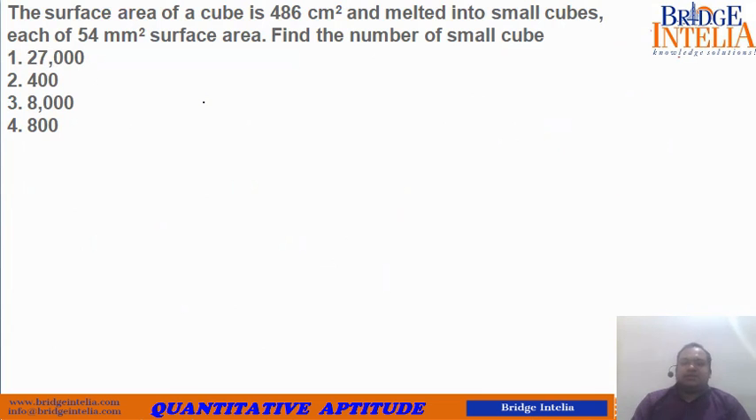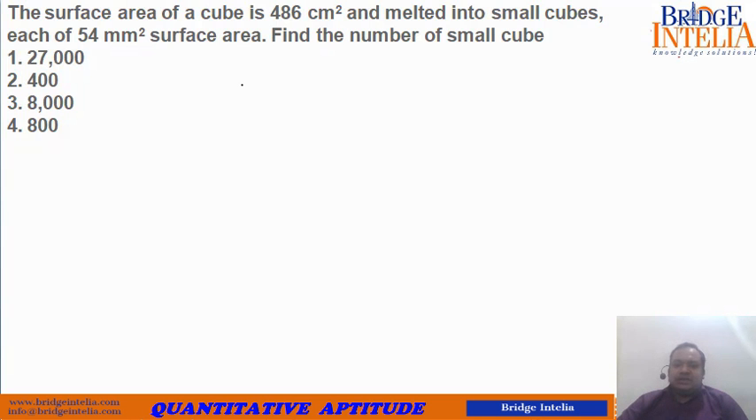So let's move to the next one. The surface area of a cube is 486 centimeter square and it is melted into small cubes, each of 54 millimeter square surface area. Find the number of small cubes. So there is a slight problem.